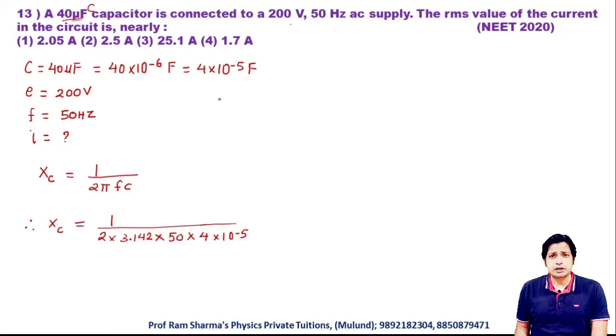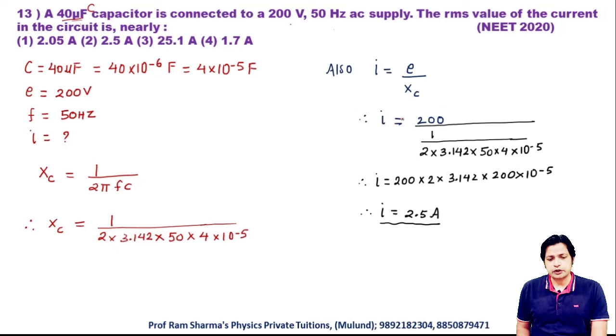And how will I get current? Current is equal to voltage upon total opposition, and here the opposition is only because of a capacitor. So I will be equal to E upon XC. When you substitute this, all the terms will go to the numerator and get multiplied, and the answer will be 2.5 ampere.